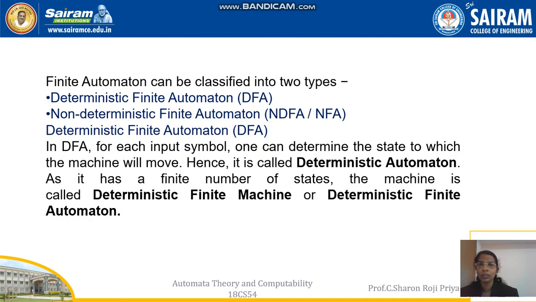That's what is written here. For each input symbol, one can determine the state to which the machine will move. It will move to only one state; it will not take multiple moves. So it is known as deterministic automata, and it has a finite number of states. The machine is called a deterministic finite machine or deterministic finite automata. If it makes multiple moves, you can easily identify that the automata is a non-deterministic one.